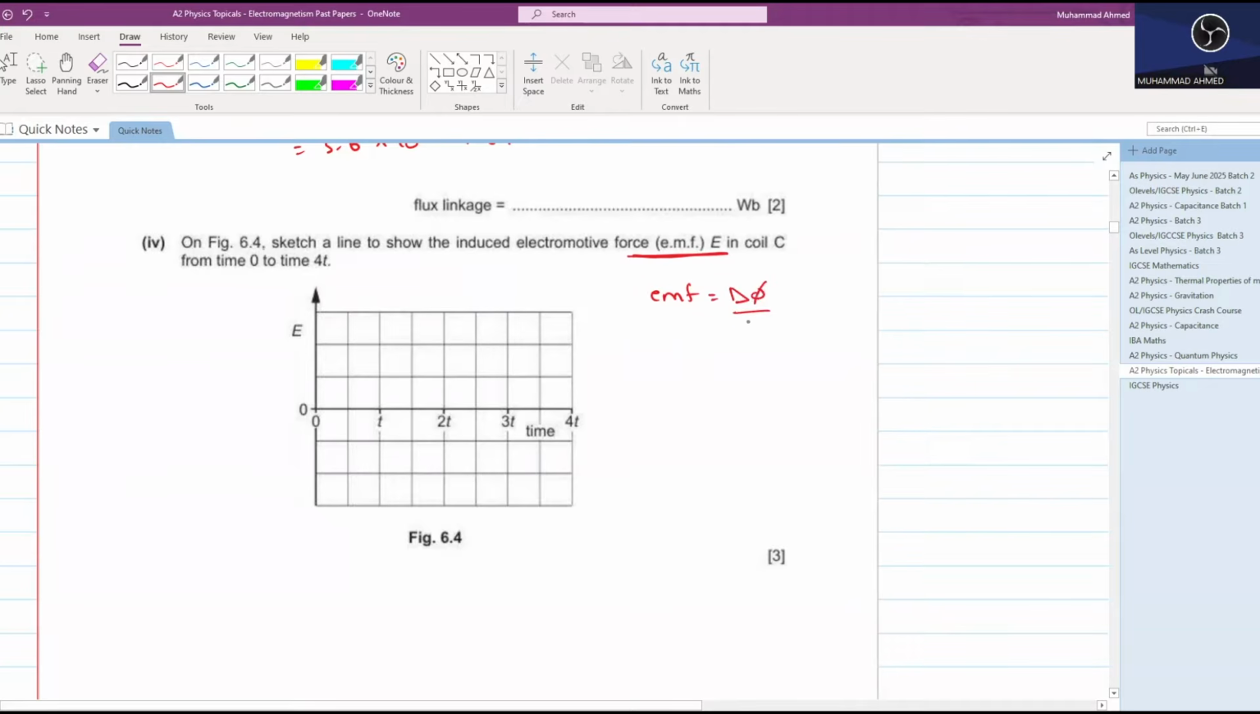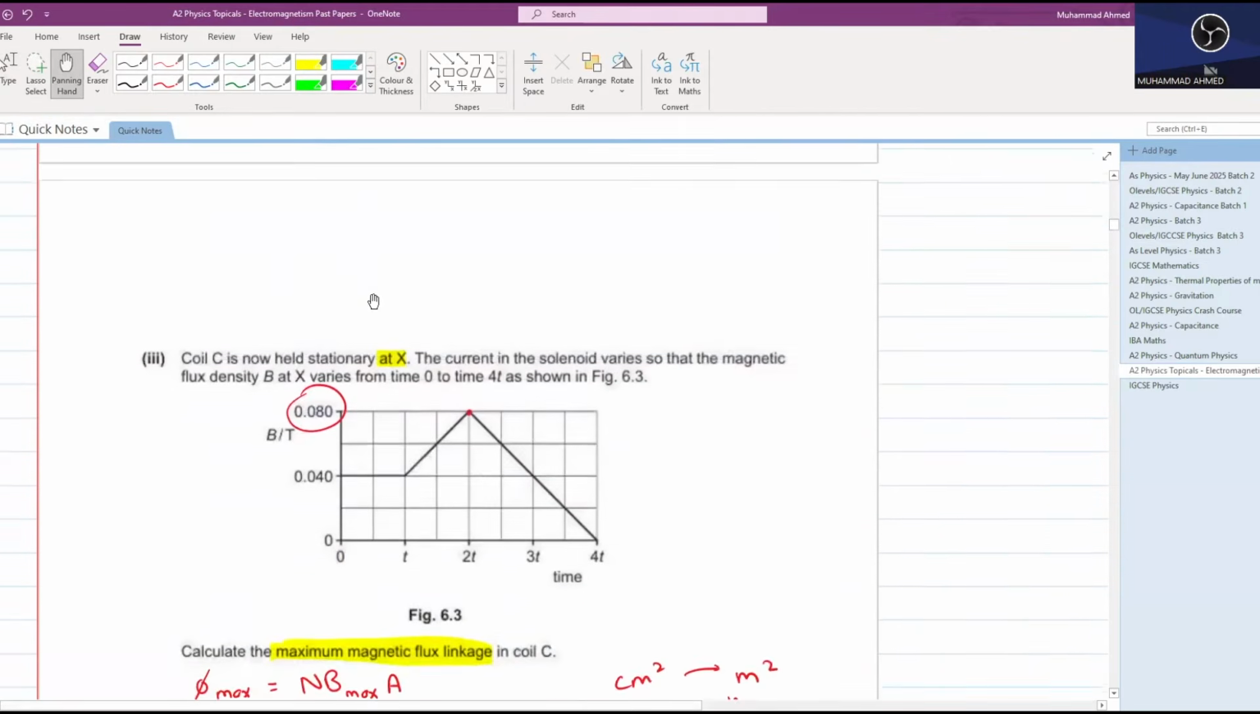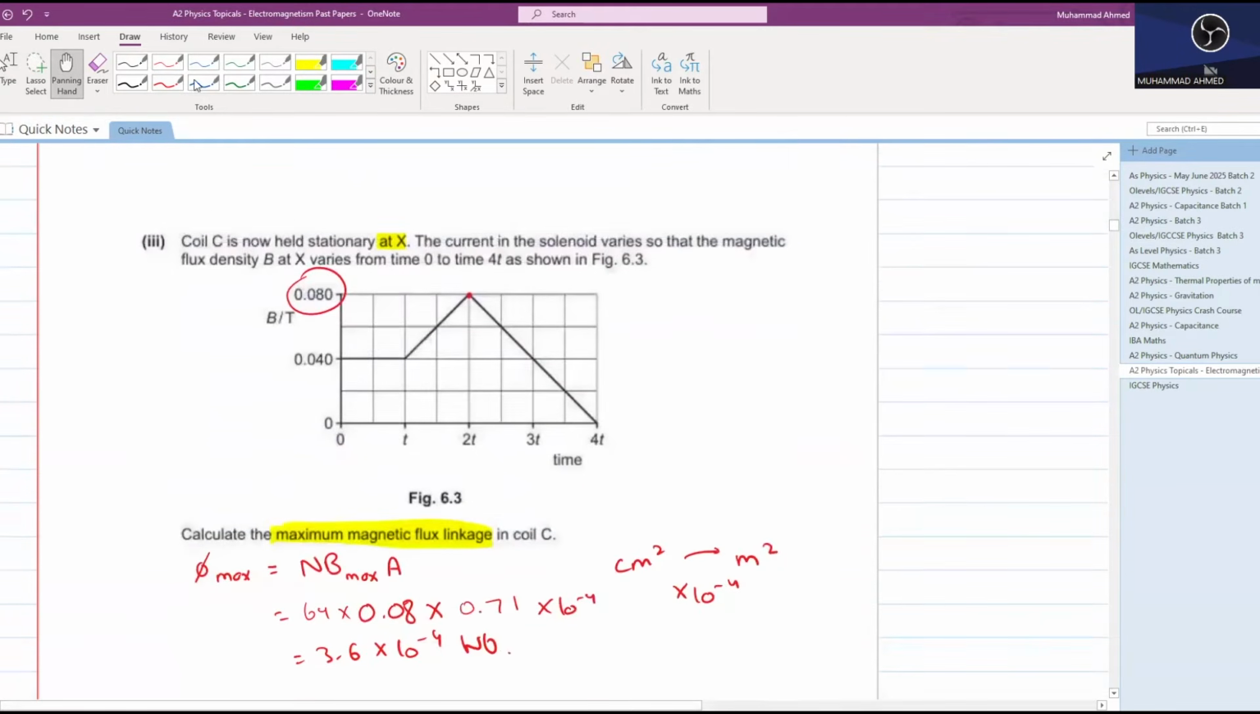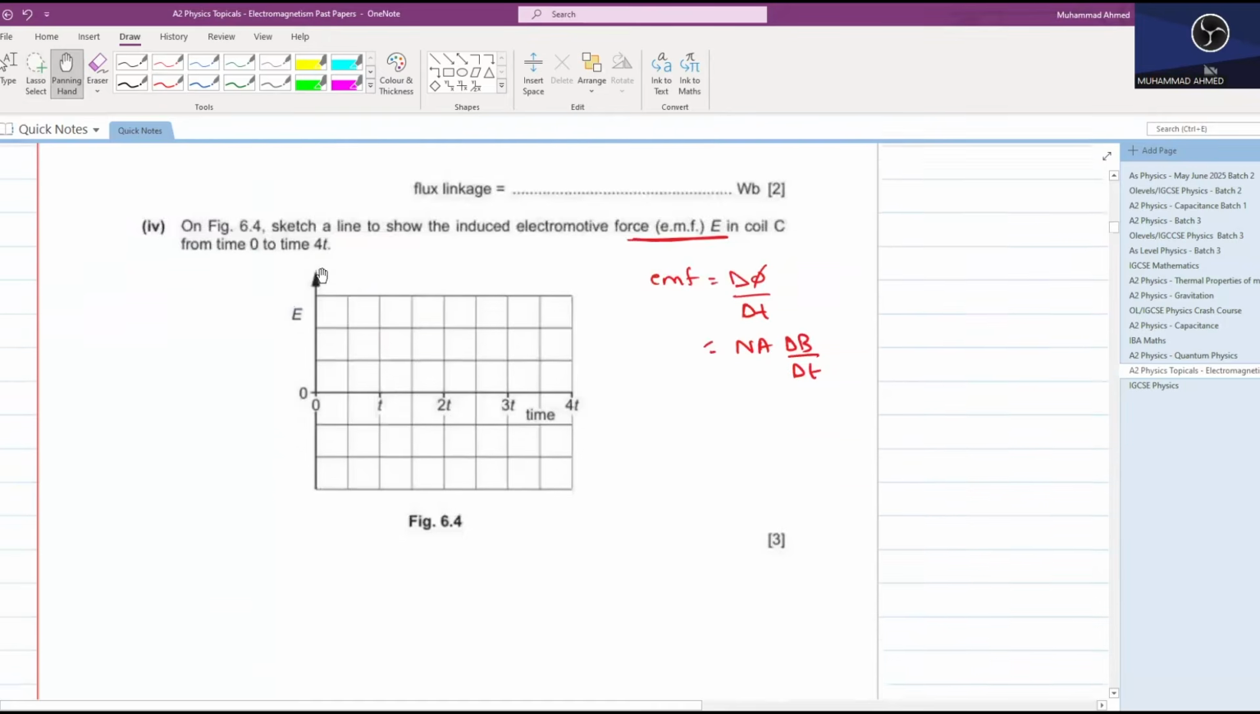Change in phi over change in t. This change in phi can be broken down into what? NA into change in B over change in t. Okay, so let's draw a graph. From 0 till time t, can you see this graph, change in B over change in t is equal to 0. Hence your EMF will also be equal to 0.